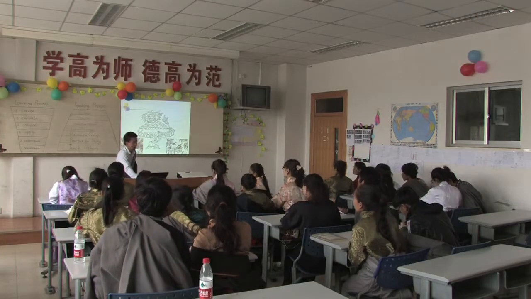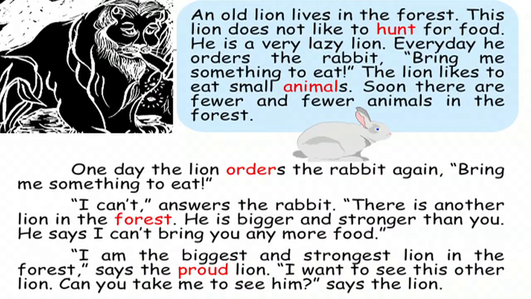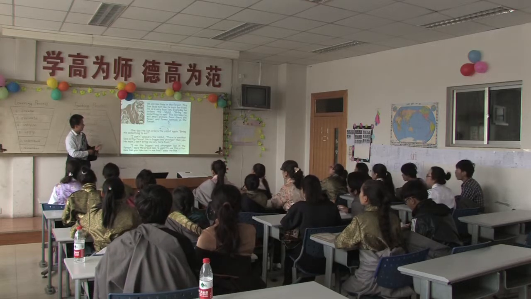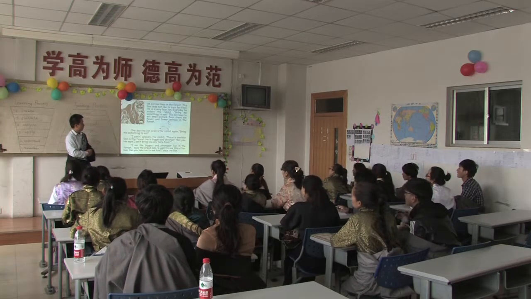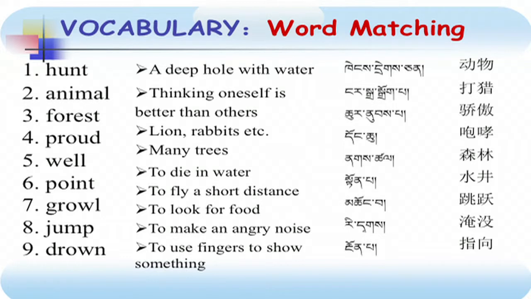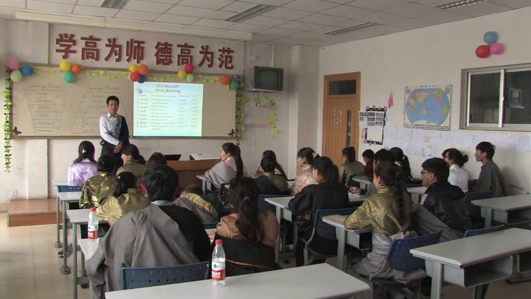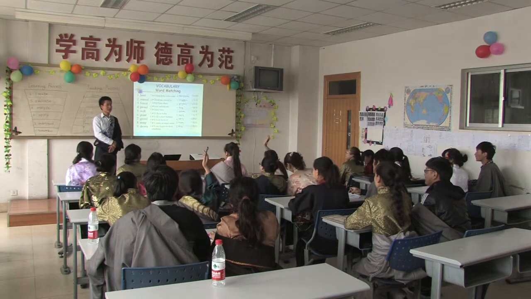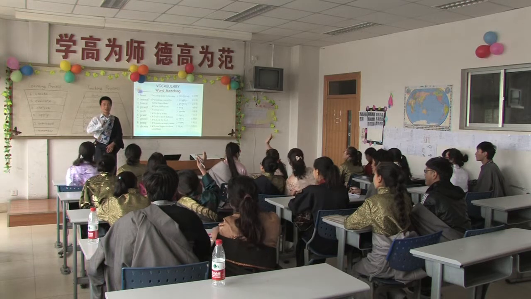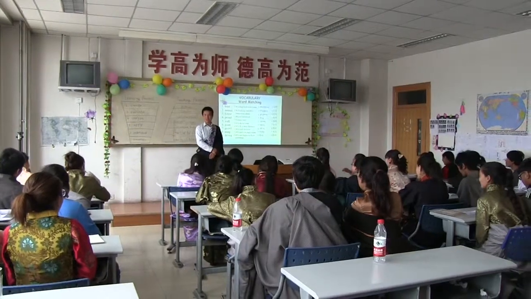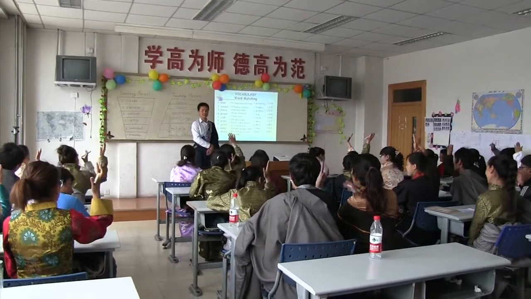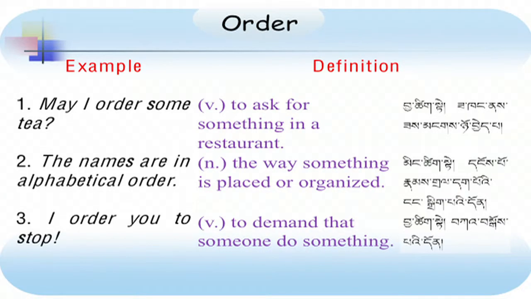Then please compare your answer. What's the first one? Horse. Second one? Animals. Third one? Horse. Match the words with the English, Tibetan, and Chinese meanings. How many of you got 100% correct? 1, 2, 3, 4. Okay, good. Above 70%? Very good. Order is a key word in the story.